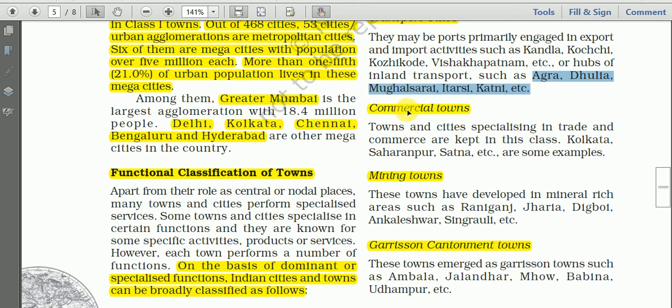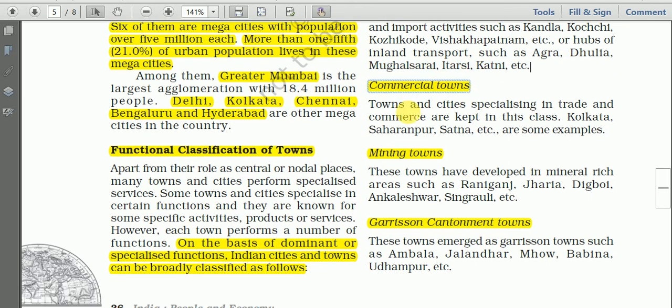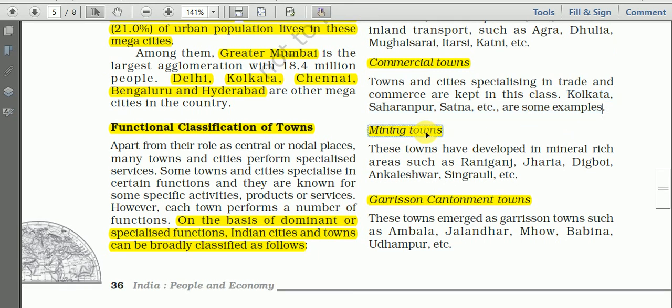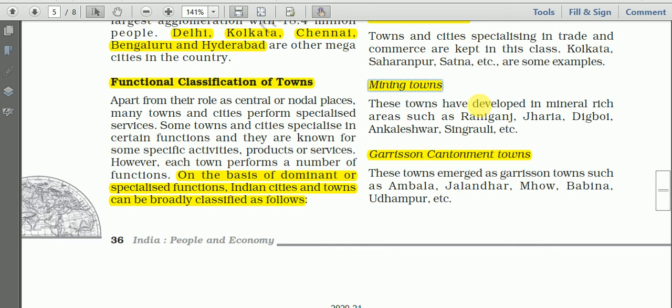And next we have these commercial towns. Towns and cities specializing in trade and commerce are kept in this class. As an example, we have Kolkata, then Saharanpur, Satna. These are examples. Then mining towns. Towns develop in mineral-rich areas, towns in which mining is done. As an example, we have Raniganj, Jharia, Digboi, Ankleshwar, Singrauli.